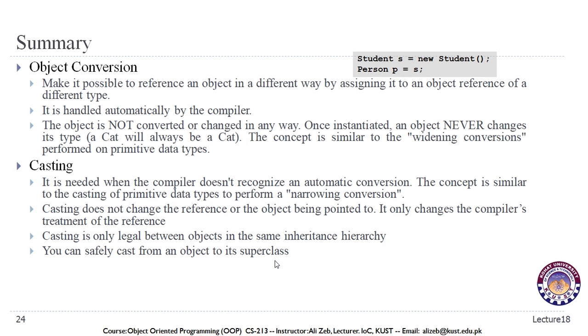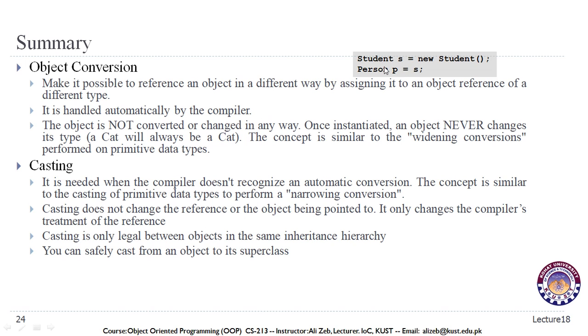So to summarize, the things that we need to keep in mind: what object conversion does is make it possible to reference an object in a different way by assigning it to an object reference of a different type. That is usually done when we are doing widening conversion, where we can automatically assign an object of one class to an object of another class.